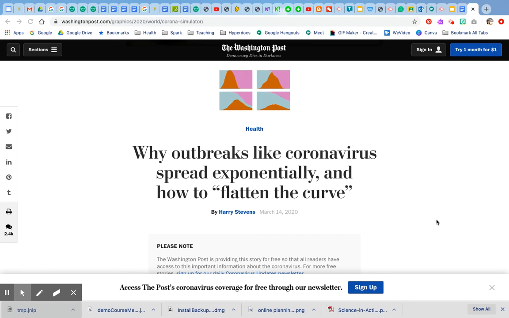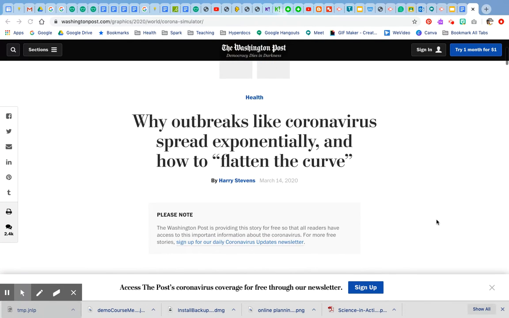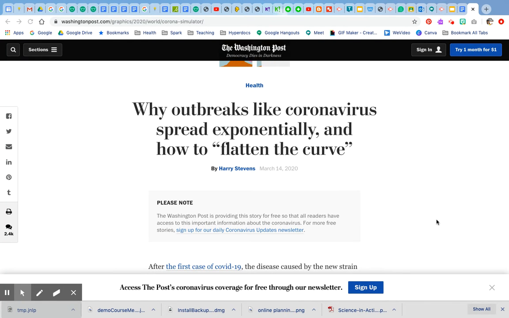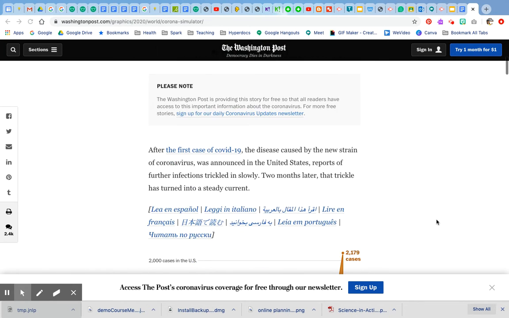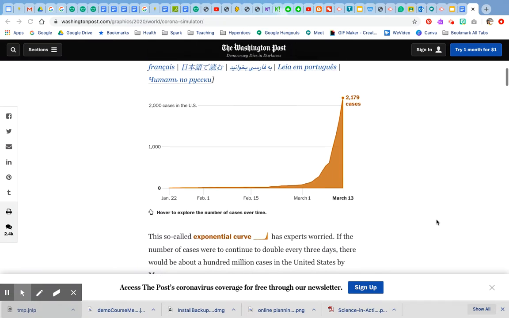All right, 7/8, we're looking at this article from the Washington Post, and I really liked the simulators it has on it for explaining why we are in the state we are in right now with coronavirus and why it is essential that we flatten the curve. I'm sure if you've watched the news, you've heard quite a bit about that.